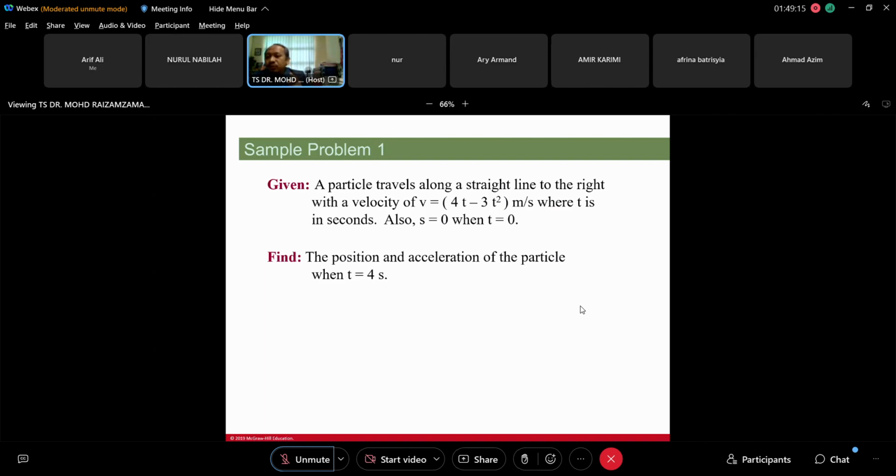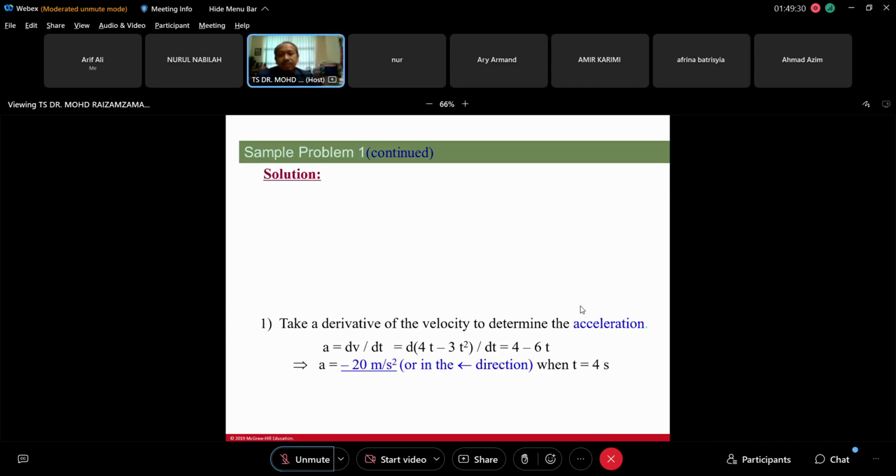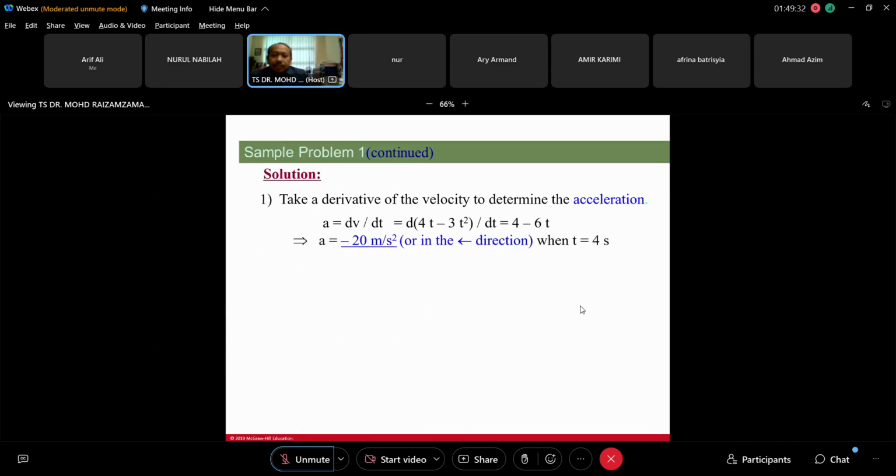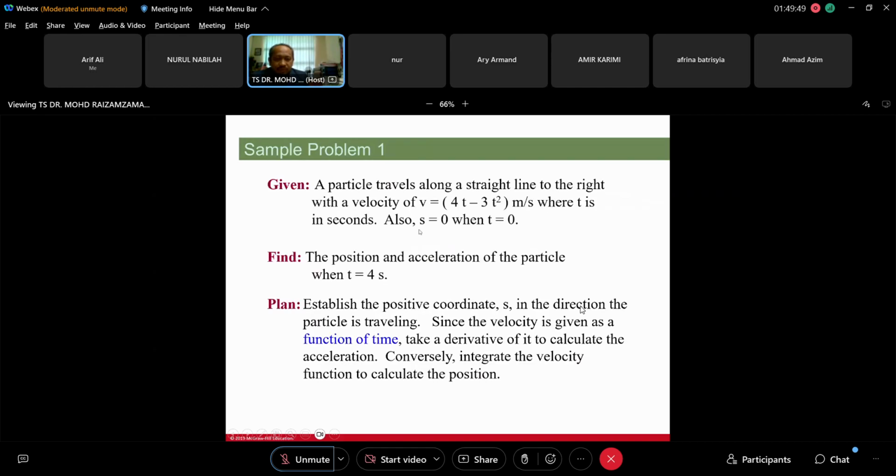Class, given the velocity, can I get the acceleration? Yes or no? Yes. How to get the acceleration? Differentiate the velocity. Good. You differentiate the velocity. A equal to dv over dt. So when time is equal to 4 seconds, can I get A? Yes. So now class, you have the formula for A, 4 minus 6t, and you have the formula for V.